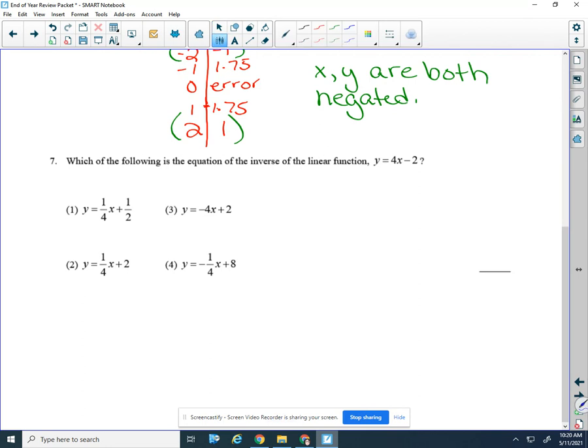So when you're finding an inverse, there's 2 steps. The first step is you switch the x and y. That's not x plus y, that says x and y. Now this one's a little bit harder. Step 2, you've got to solve for y.